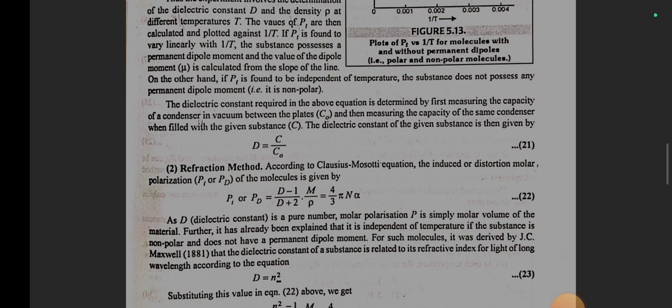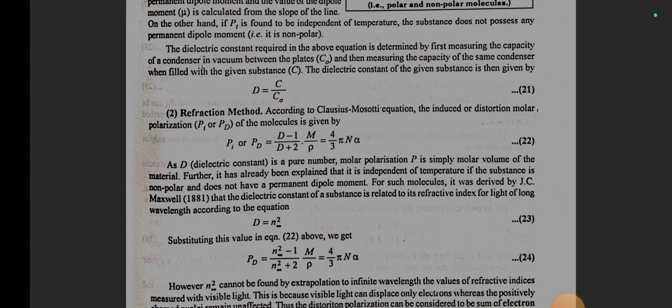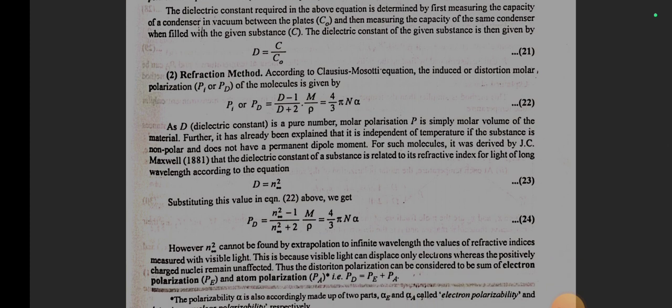Number 2. Refraction method. According to Clausius-Mossotti equation, the induced or distortion molar polarization of the molecule is given by Pi or PD is equal to (d minus 1) upon (d plus 2) into M by rho is equal to 4 by 3 pi N alpha. As d is a pure number, molar polarization P is simply molar volume of the material. Further, it has already been explained that it is independent of temperature if the substance is non-polar and does not have a permanent dipole moment.